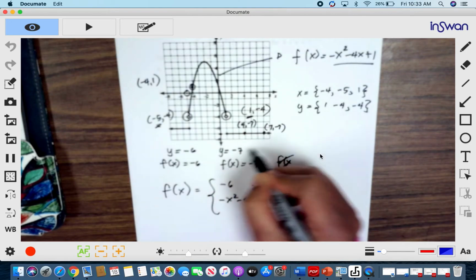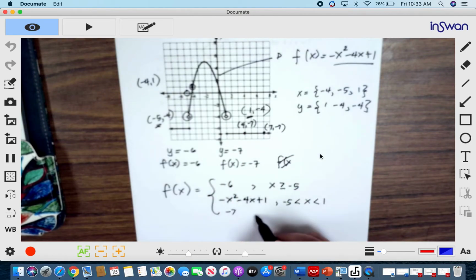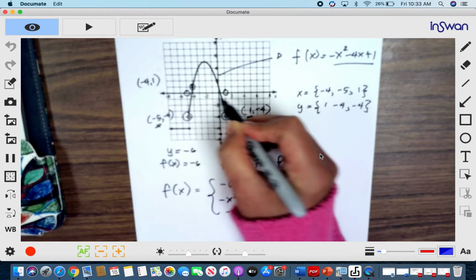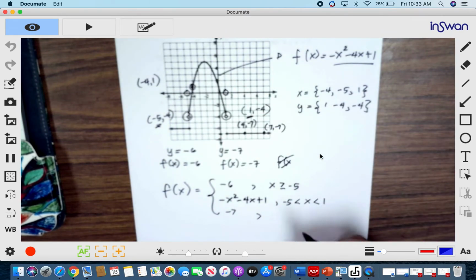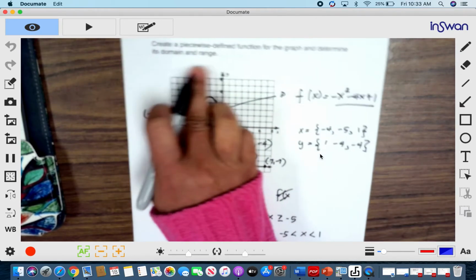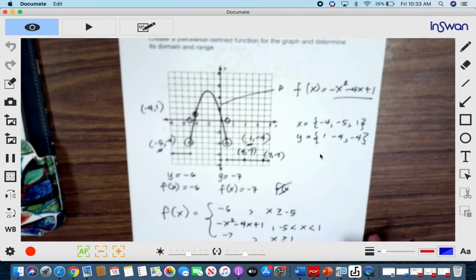And then, of course, we have the third equation, which is negative 7. And in the equation, your x starts from 1 and it goes infinitely to the right side. So therefore, your x here is greater than or equal to 1. Okay? Then after that, you're asked also to find the domain and the range.